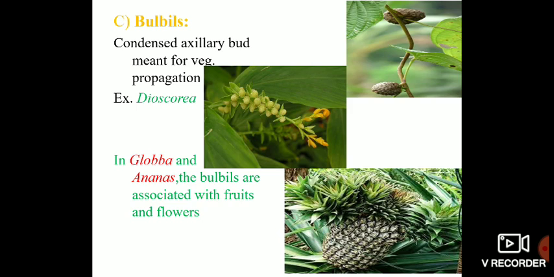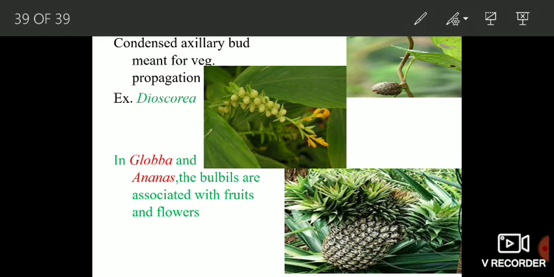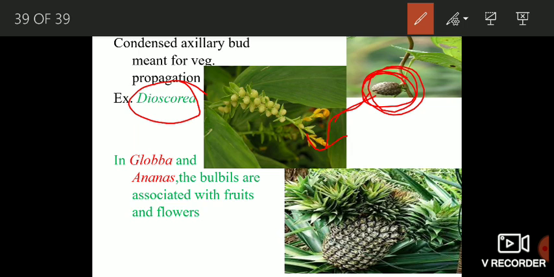Then we have one more type of stem modification, which is bulbils. Bulbils are actually the condensed axillary buds, and these condensed axillary buds are meant for vegetative propagation. This axillary bud has increased its size, and later on it detaches from the parent plant and serves as a mode of vegetative propagation. And the example is Dioscorea. These are the axillary buds of Dioscorea.